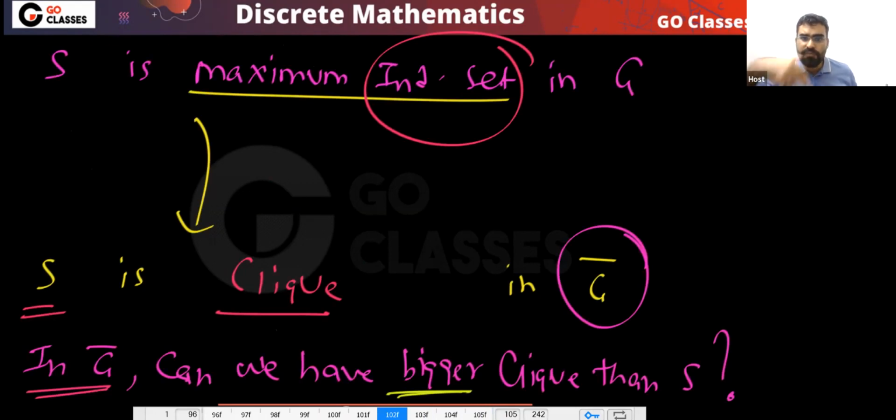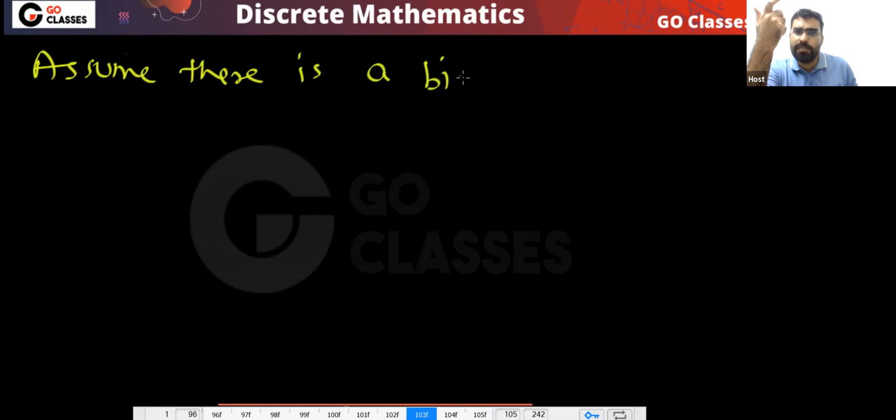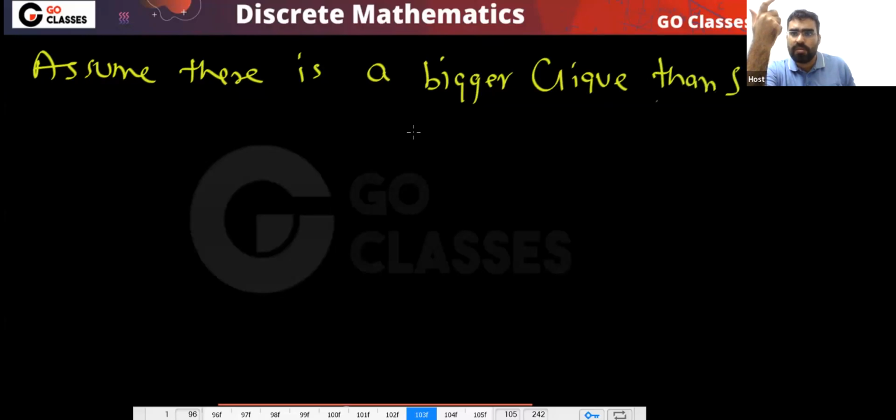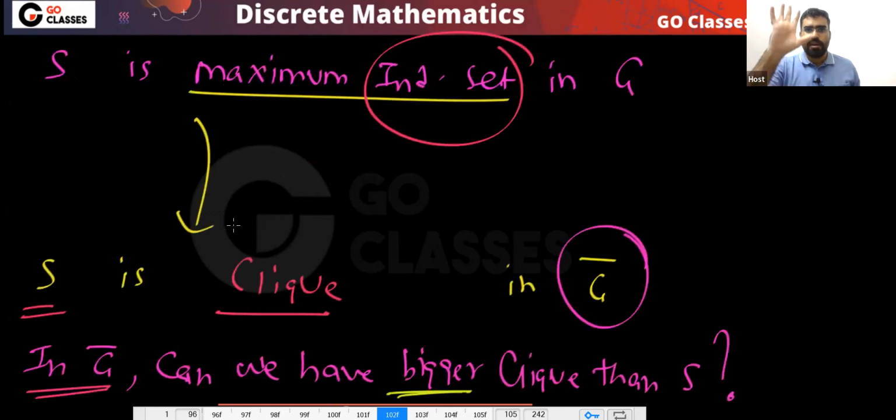Do it by contradiction. Assume there is a bigger clique than S in G complement. Let's call this bigger clique M. Then tell me how to get a contradiction. If you assume there is a bigger clique, are you understanding the question?